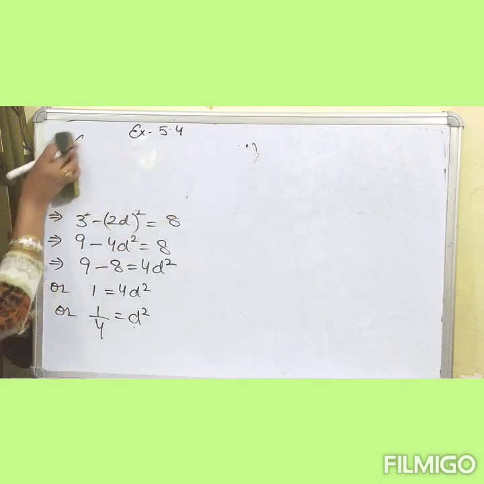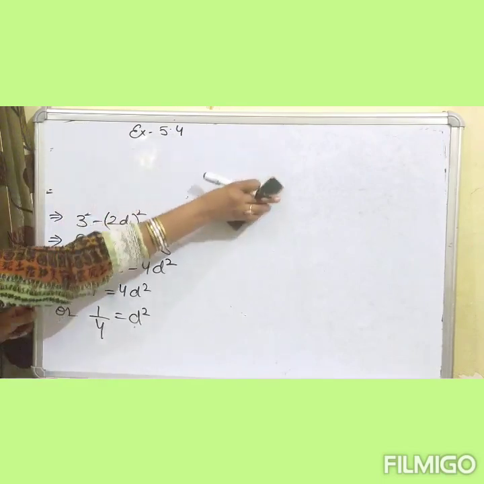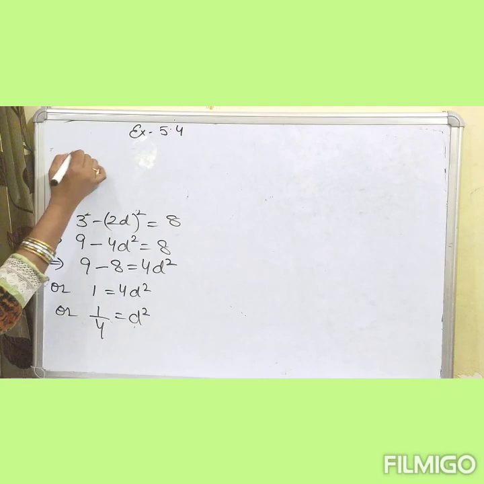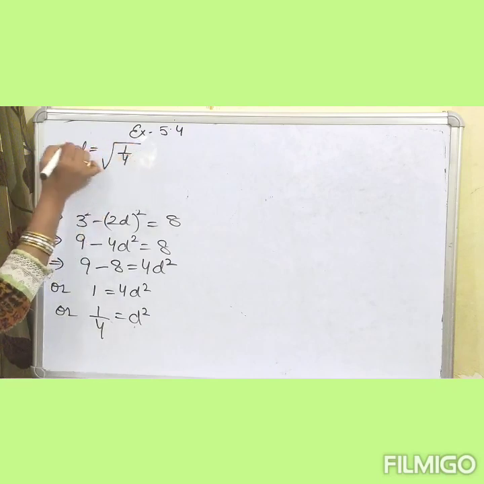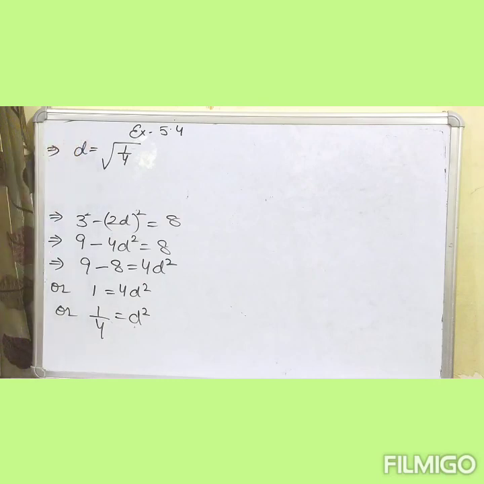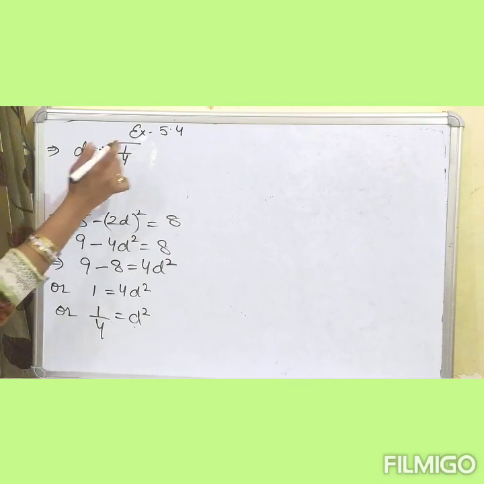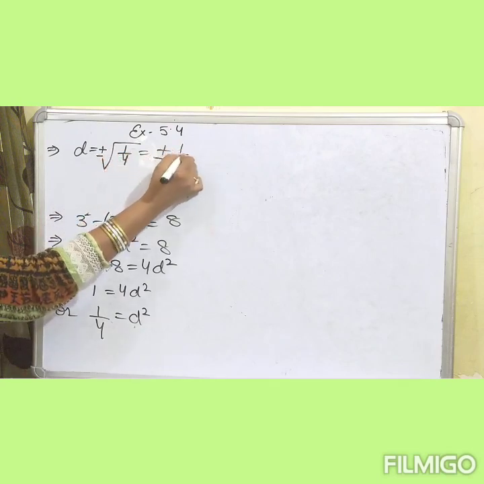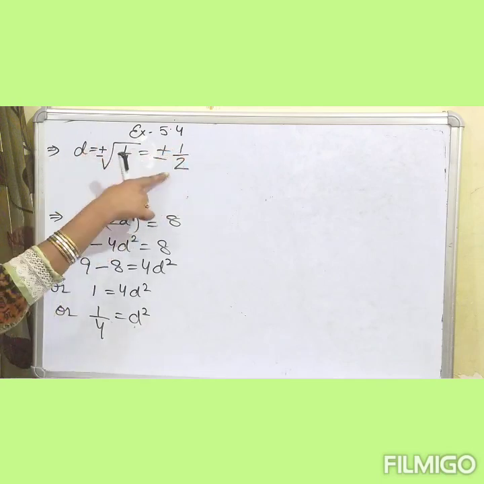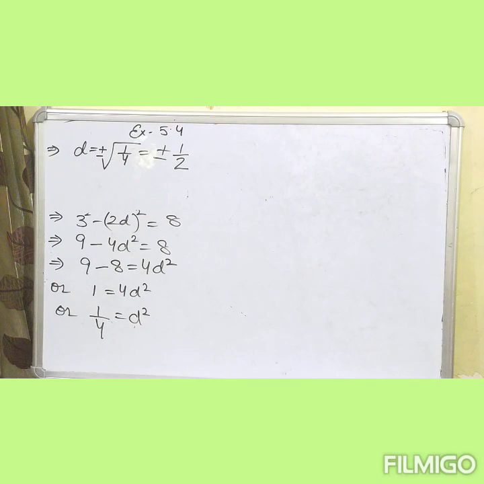It will be like D equal to under root of 1 by 4, and whenever we remove the power, we get here plus and minus. So the value of D is plus minus, because the root of 1 by 4 is 1 by 2. So two values of D we get from the equation. Now we have the value of D.